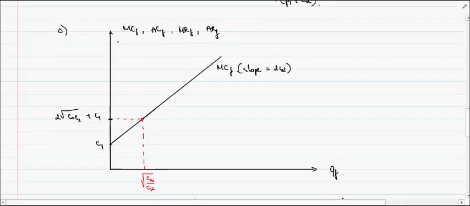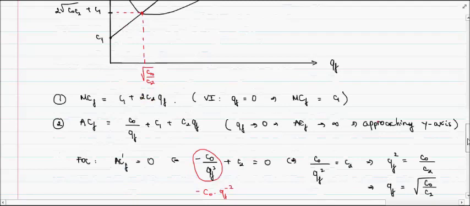Okay, so when you draw a diagram, it should now be straightforward. We know that it's going to be approaching the vertical axis and it's going to have a minimum point at this point over here. So when you draw a diagram, it's just going to be like this. So this is my average cost curve, and this is the minimum point of the average cost curve.